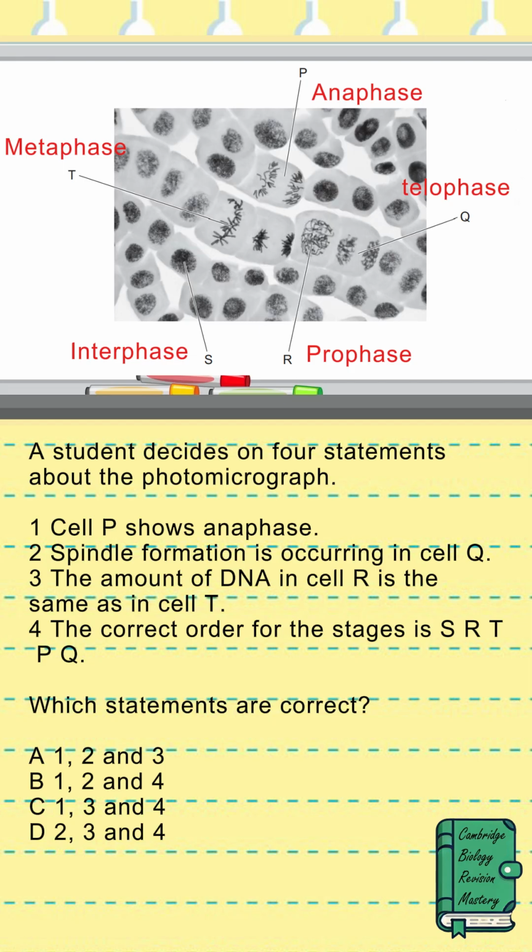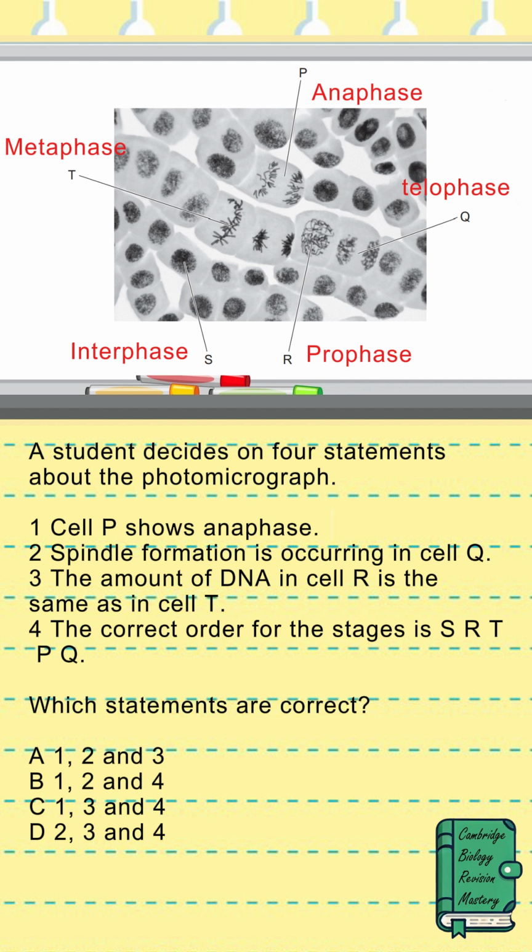Now that we've labelled and broken down all of our diagram, it can make multiple choice, multiple completion questions just like this one very, very straightforward. Let's look at our list of answers. 1. Cell P shows anaphase. We've already labelled that. It's correct.